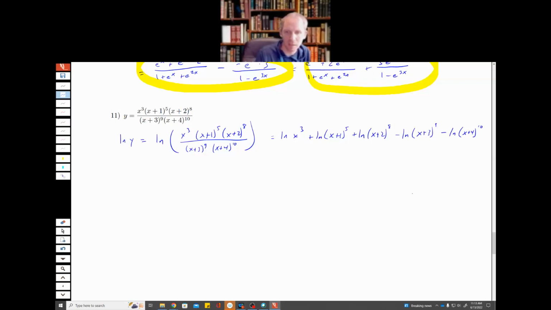And then I can use my other property of logs that says if you have ln of something to a power, you can bring that power down out front. Okay, so ln of y is going to be 3 ln x plus 5 ln(x plus 1) plus 8 ln(x plus 2) minus 9 ln(x plus 3) minus 10 ln(x plus 4). Okay, now we differentiate both sides.